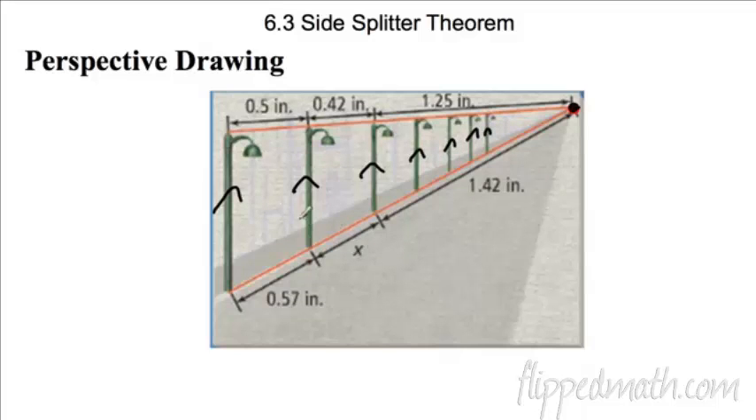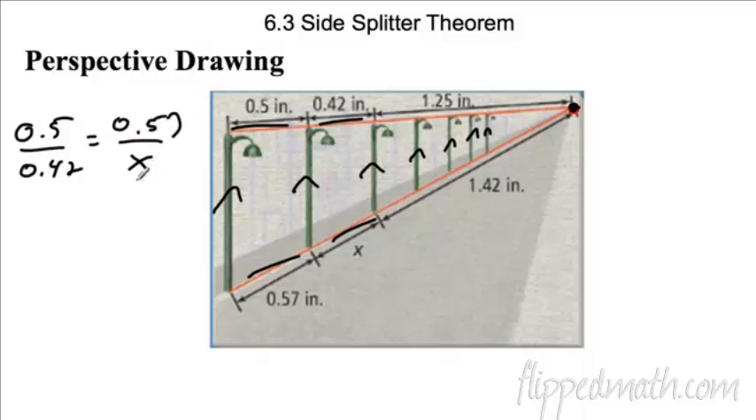If I want to find X, to make sure I've drawn it right, what are we doing? With this perspective drawing, you can say this segment is proportional to this segment, just like this segment is proportional to this segment. So you can say 0.5 is to 0.42, just as 0.57 is to X. Then you can find X and you're good to go. So perspective drawing is pretty cool.